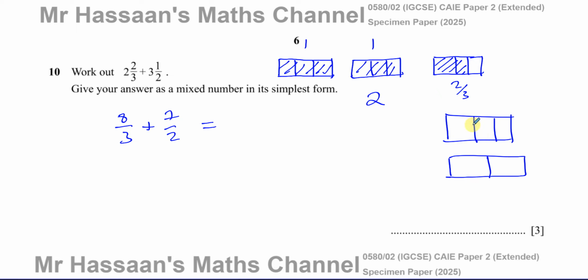So you would say, okay, let's split this into 6 parts, and let's split this also into 6 parts. So you have 1, 2, 3, 4, 5, 6, 1, 2, 3, 4, 5, 6, and then you can add them together, because they're the same size. So when we make the denominators the same, we are actually doing something like that. So here we're going to make this out of 6, and we're going to make this out of 6.